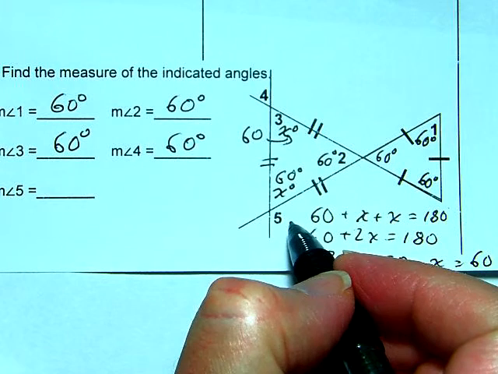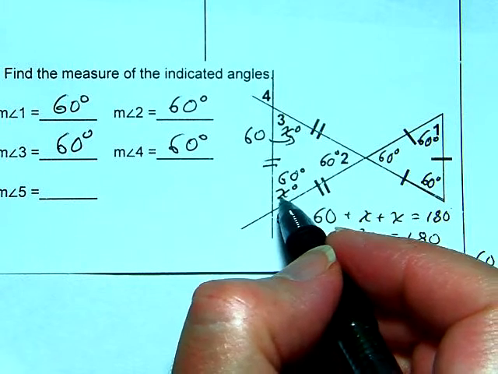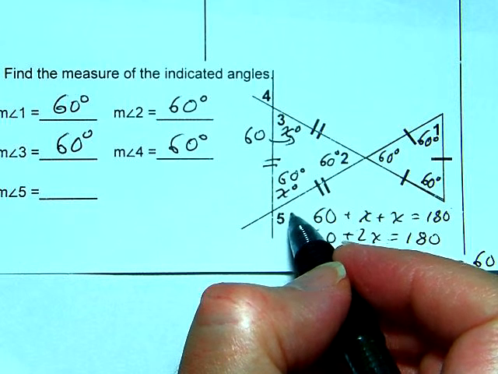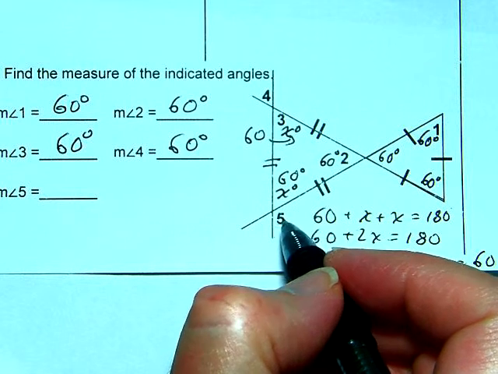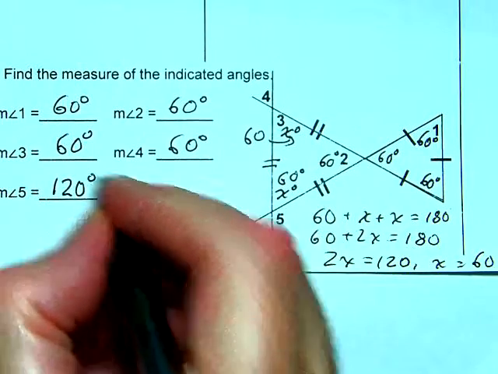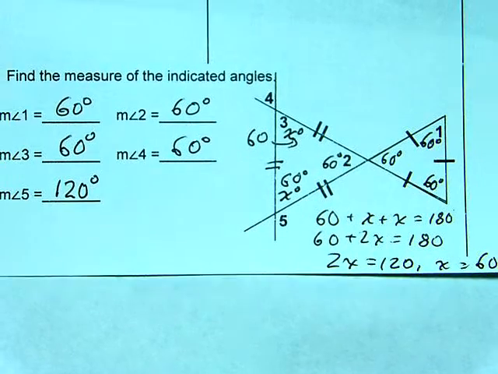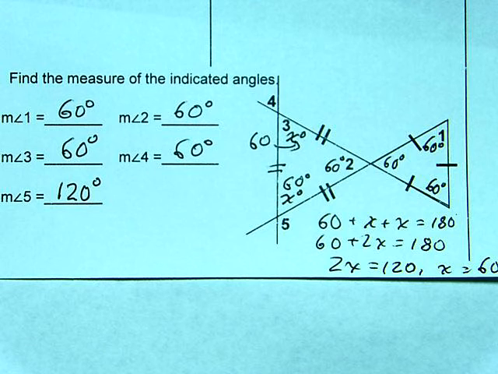And what about angle 5? Well, angle 5 is a linear pair to this angle here, which is 60 degrees. So that means it's supplementary to 60 degrees. And a supplementary angle to 60 degrees is 120 degrees. So the measure of angle 5 is 120. So starting with only a limited amount of information, we were able to use all that information strategically to figure out every angle in each of the triangles and calculate the measure of the remaining angles.